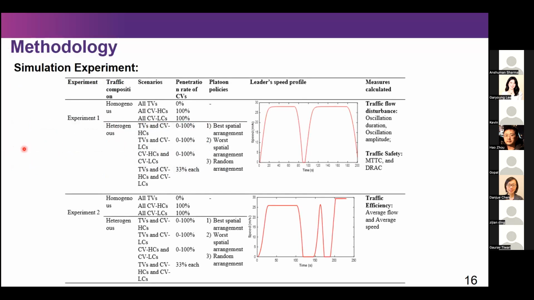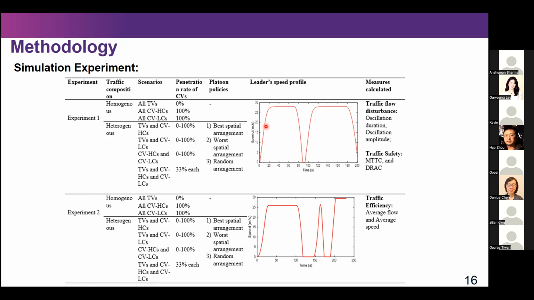So here's some description about the simulation experiment. There were 2 simulation experiments. In experiment 1, I have taken 2 compositions, homogeneous and heterogeneous. Here heterogeneous means a mix of traditional vehicles, connected vehicle high compliance drivers, and connected vehicle low compliance drivers. In homogeneous, I have taken all traditional vehicles, all connected vehicles high compliance, and all connected vehicles low compliance. Then penetration rate. So I have varied my penetration rate from 0 to 100%. Then platoon policy. In each of the experiments, I have platoon policy as my best spatial arrangement, worst, and random.